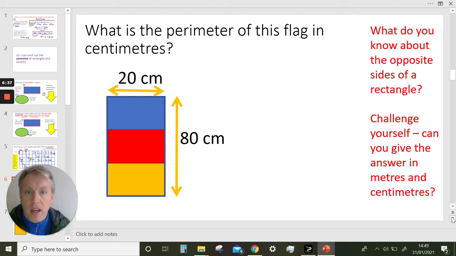Right, let's have a look at the next. So here we have got a lovely colourful flag in 3 parts.